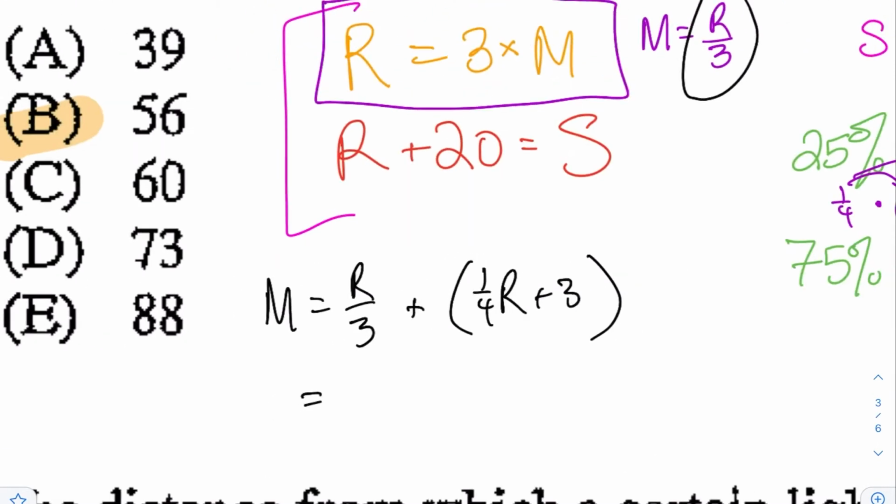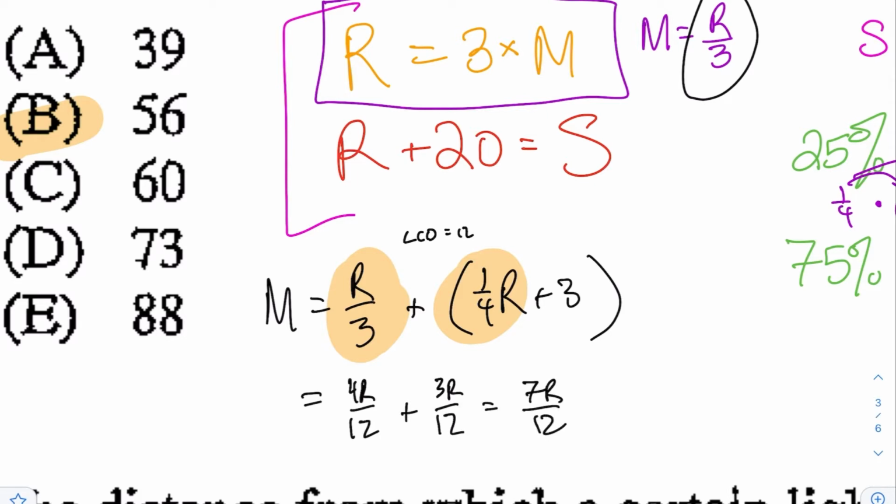So from here, 1/3 and 1/4 have the LCD of 12. These two are like terms. So if the LCD is 12, you know that R over 3 is really 4R over 12, and 1/4 R is really 3R over 12. So we add them together, that will be 7R over 12, and you still have that plus 3. So this is the new candies that Muhammad will have.